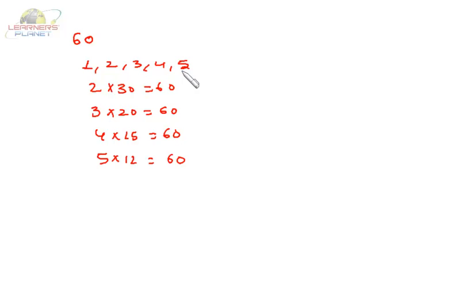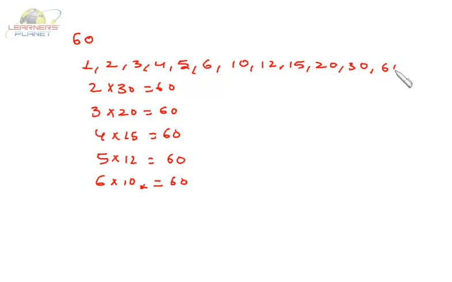Now let's find out the remaining factors also. It's 6 into 10 is equal to 60. So 6 will also be a factor. Then the remaining factors are 10, 12, 15, 20, 30 and 60 itself. Okay, I just write down over here. It's 10, 12, 15, 20, 30 and 60.